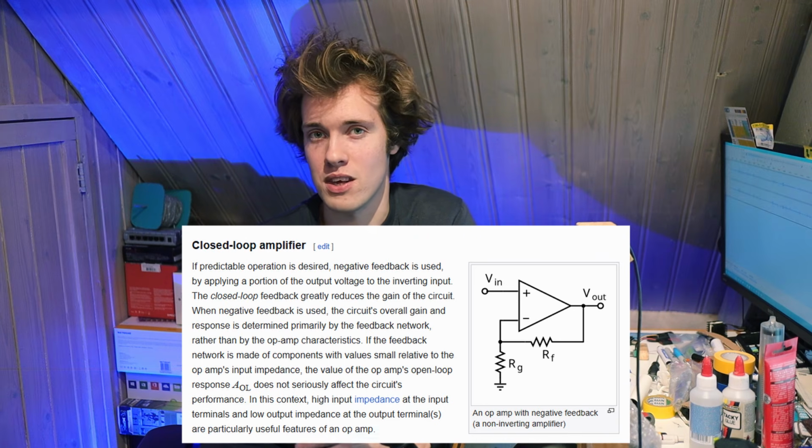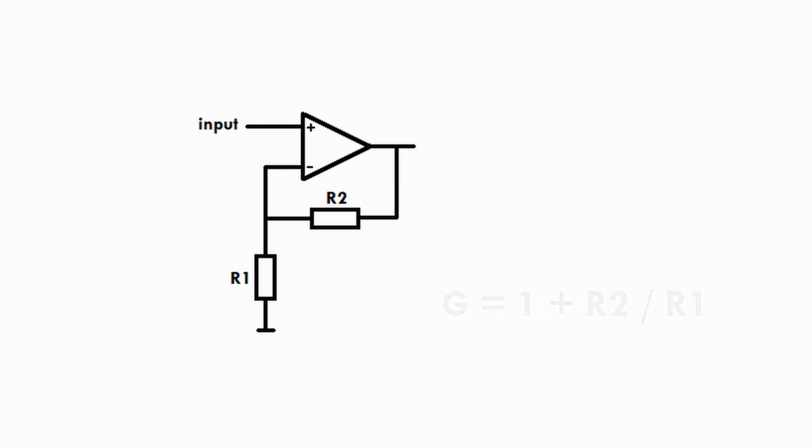Specifically, the gain of the amplifier is 1 plus resistor 2 over resistor 1. So that means if I have, let's say, resistor 2 is 10,000 ohms and resistor 1 is 1,000 ohms, that means our gain is 1 plus 10,000 divided by 1,000, which is 11.